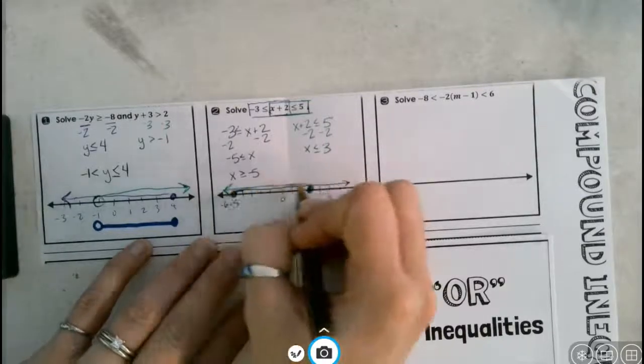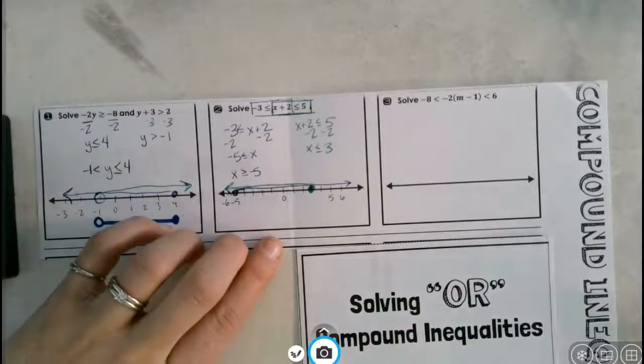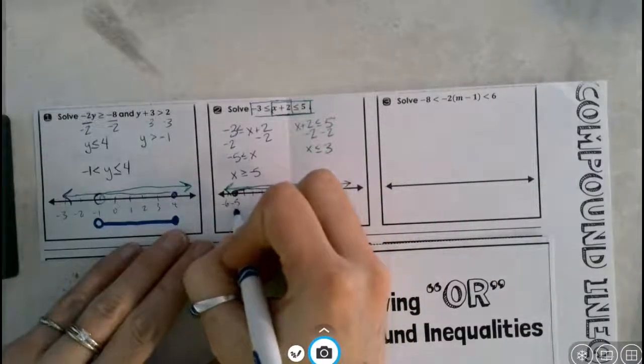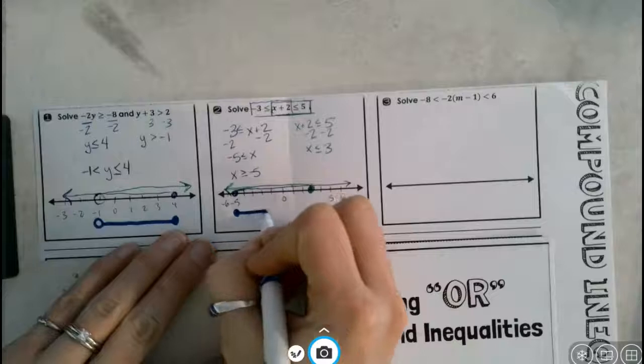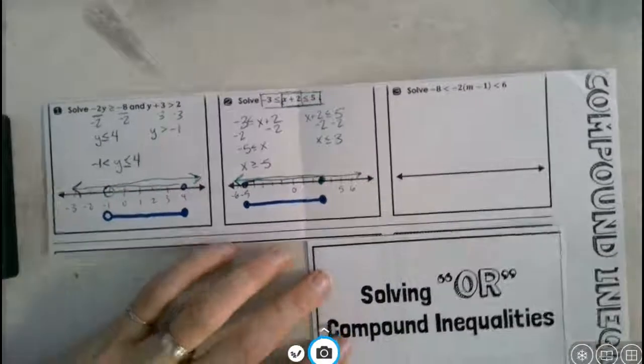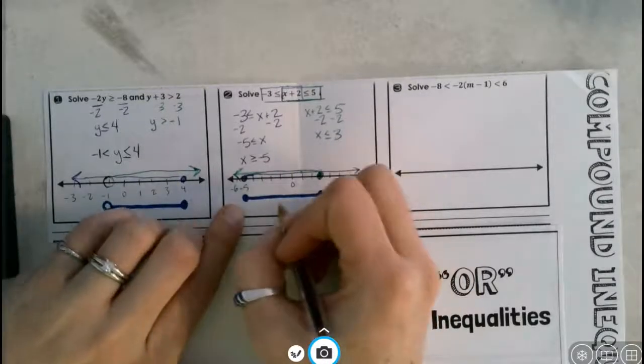Again, since this is written this way, this is an "and" statement. So I want to mark where my graphs overlap. It's a closed circle here, and they overlap here, and a closed circle here. Now I can go ahead and write my final solution here.